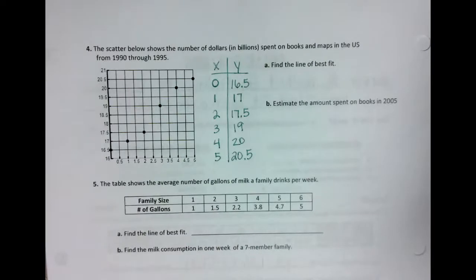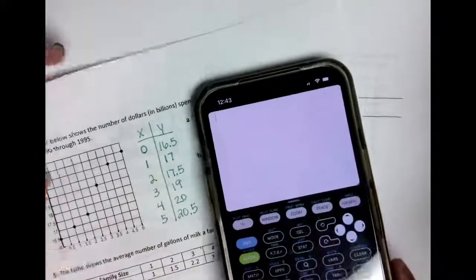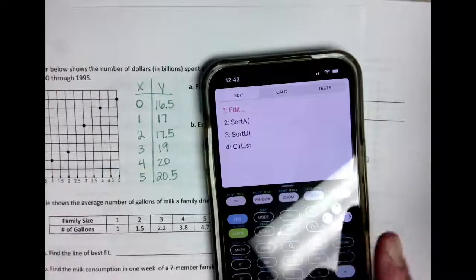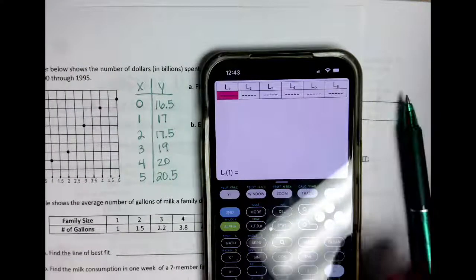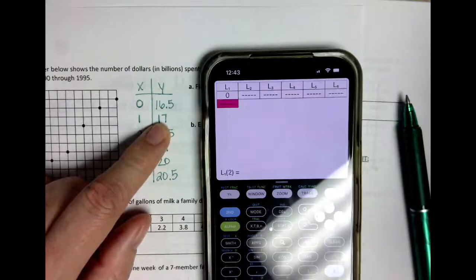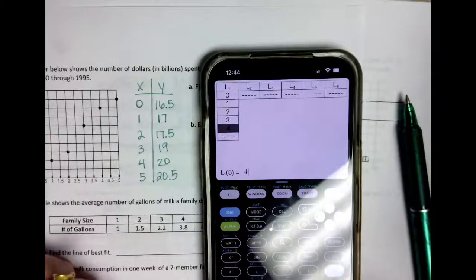Okay, so here's our list. What are we going to do? We're going to do it exactly the way we did it before. We are going to use our phone or our calculator. We're going to stat. We're going to edit. Now this looks a little different. 0, but you do it the same. 1, 2, 3, 4, 5.